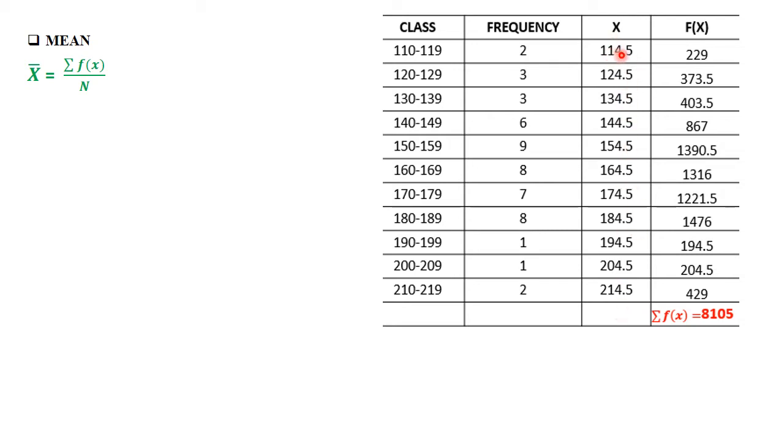So 114 plus 5, 114.5 plus 10 is 124.5. Plus 10, 134.5. Plus 10, and on and on. The last one will be 214 plus 0.5, which is also 210 plus 219 divided by 2.